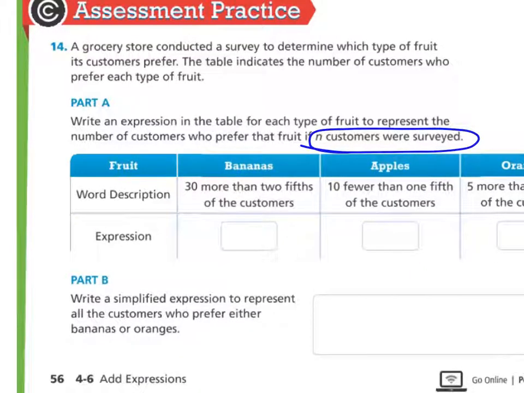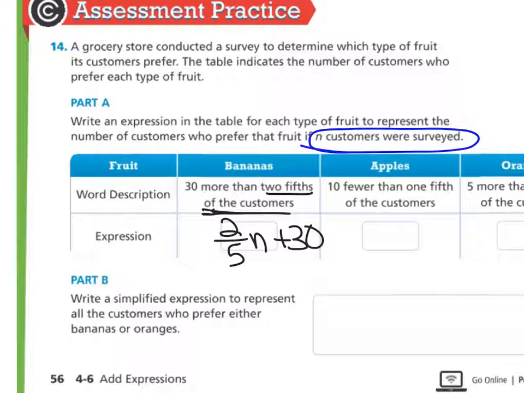So we look at this for bananas. It says 30 more than 2/5 of the customers. So I'd probably start thinking about this first of all: 2/5 of the customers, if there were n customers surveyed, that would be 2/5 n. And then we want 30 more than that, so we would add 30. I would prefer you write it this way, 2/5 n plus 30, rather than 30 plus 2/5 n.